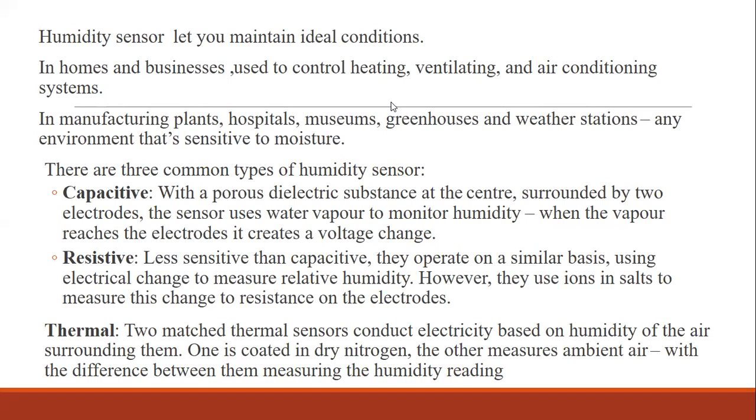In thermal, two matched thermal sensors conduct electricity based on the humidity of the air surrounding them. Here one is coated with dry nitrogen and the other measures ambient air, with the difference between the two giving the humidity reading. So this is all about the humidity sensors, and in the next lecture we will take some more sensor examples and their basic working principle.